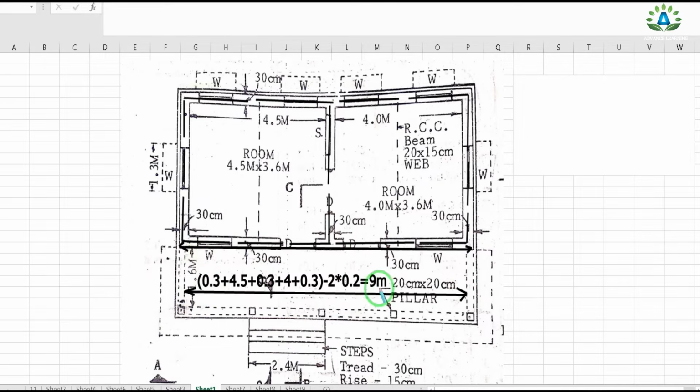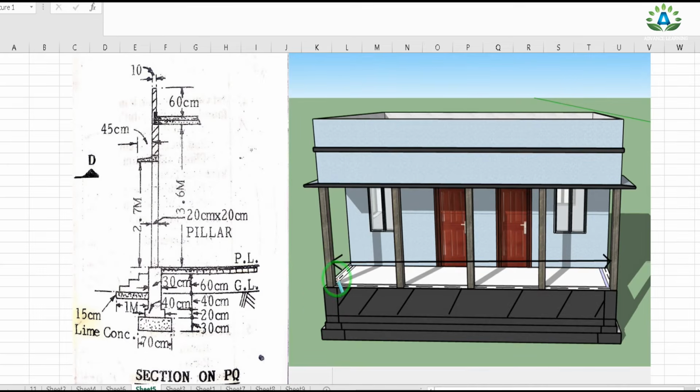So we get 9 meter. Here we can see that we have this length of 9 meter that we have already calculated, and this wall is of width of 30 centimeter, whereas this pillar is of width of 20 centimeter. So this small projection is of width of 30 minus 20 by 2, that is 0.05 meter.